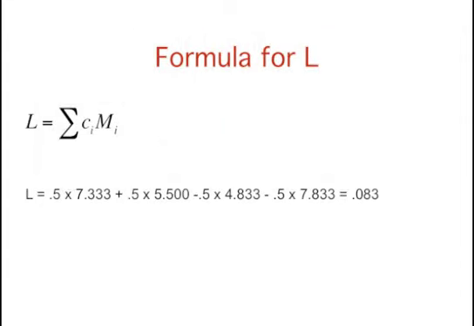Now, the question is whether our value of L is significantly different from 0. The general formula for L is shown here. C sub i is the ith coefficient, and M sub i is the ith mean. As just shown, L is the sum of each mean times its coefficient and equals 0.083 in this example.